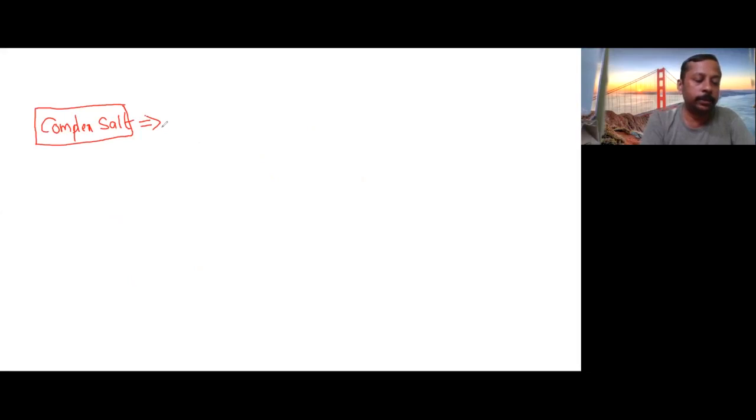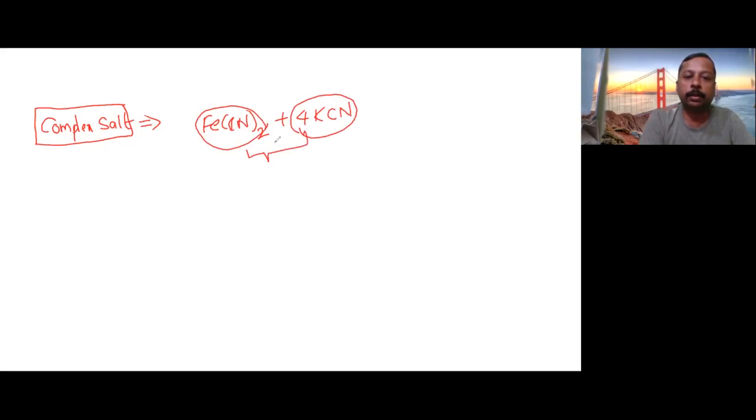So, complex salt. Complex salt is like Fe(CN)2. Fe(CN)2 is a salt of hydrogen cyanic acid and ferrous hydroxide, when treated with 4 moles of KCN. This is one salt, this is another salt. But when they are merged together, they will form a complex bond.